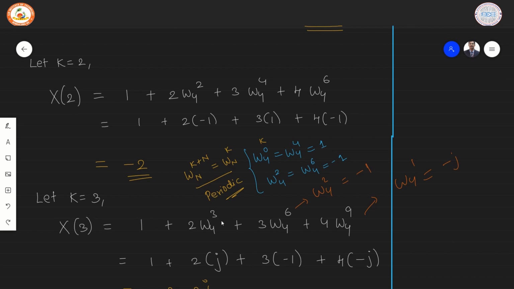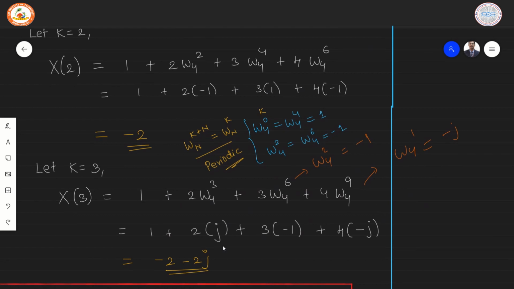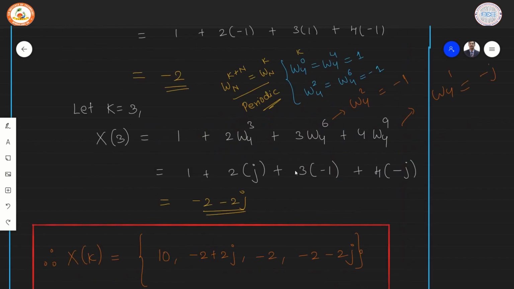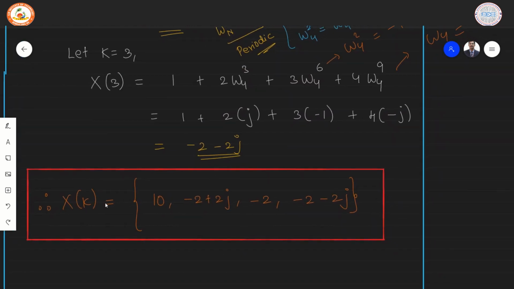Correspondingly, for k is equal to 3, the powers will become 3, 6, 9, etc. Substituting the respective Twiddle factor values and simplifying gives you the result minus 2 minus 2j, and hence finally we have to tabulate whatever we got. Therefore, the final answer is the frequency domain representation capital X of k, which is equal to 10, minus 2 plus 2j, minus 2 and minus 2 minus 2j.